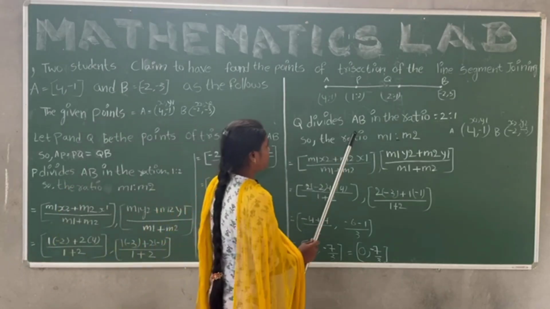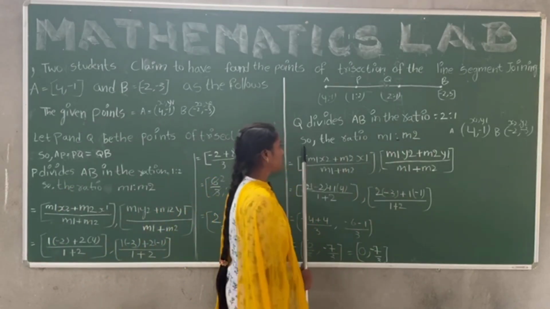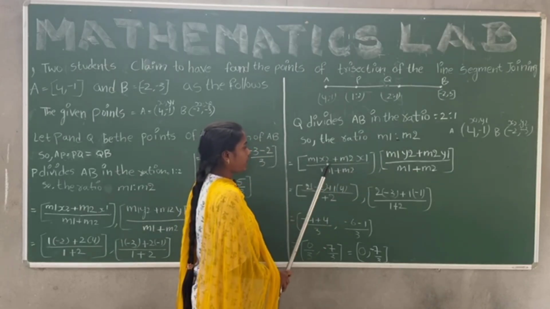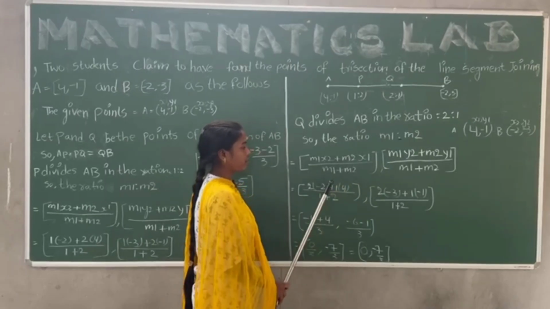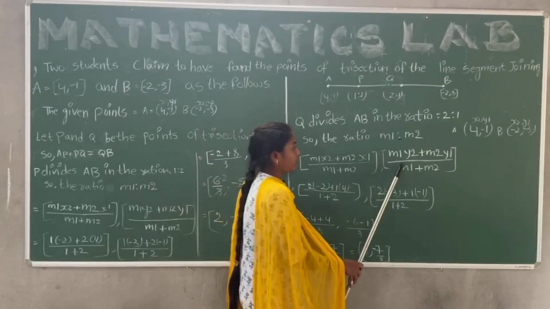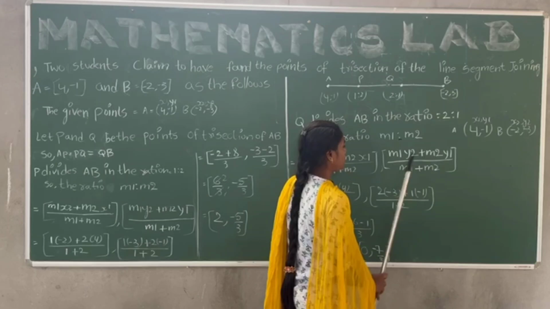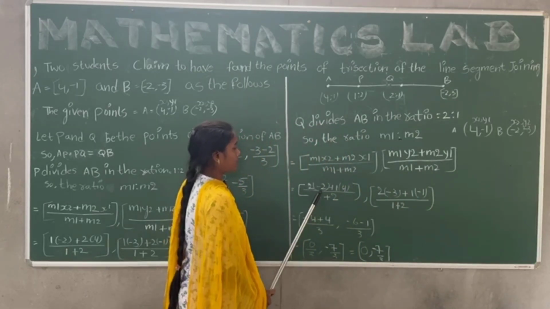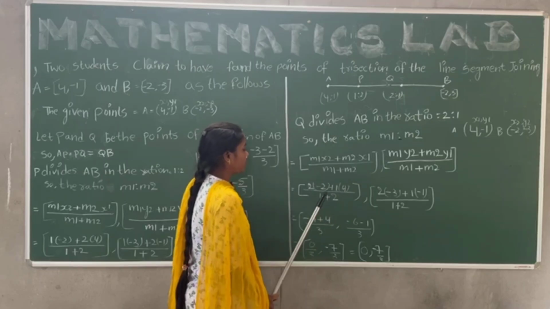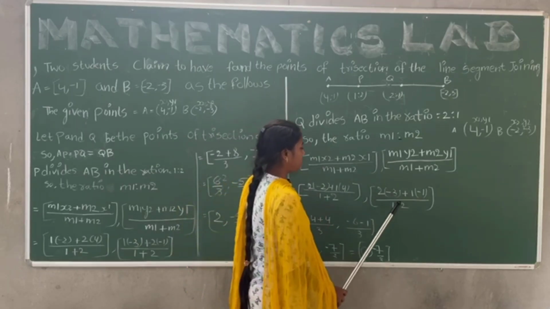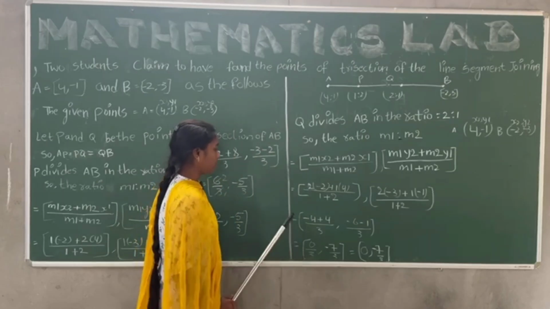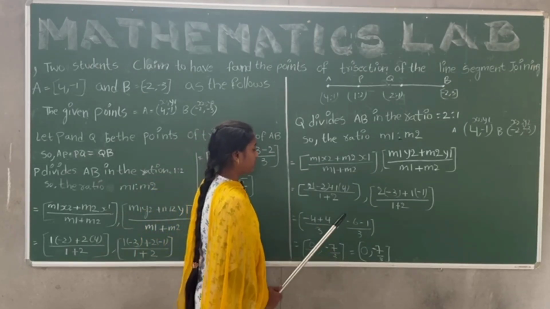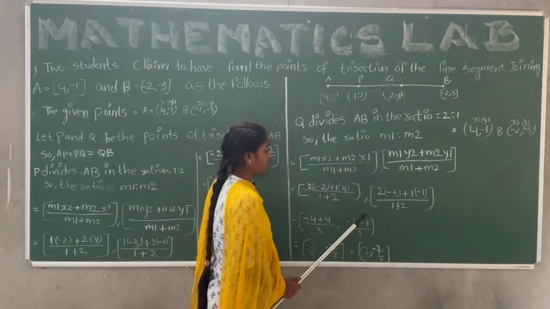Next Q divides AB in the ratio 2 is to 1. So the ratio m1 is to m2, the formula m1 x2 plus m2 x1 by m1 plus m2, m1 y2 plus m2 y1 by m1 plus m2. So is equal to 2 into minus 2 plus 1 into 4 by 1 plus 2, 2 into minus 3 plus 1 into minus 1 is equal to minus 4 plus 4 by 3 comma minus 6 minus 1 by 3.